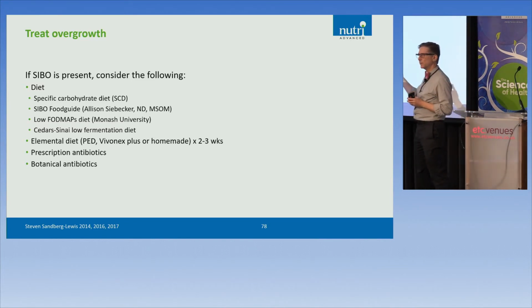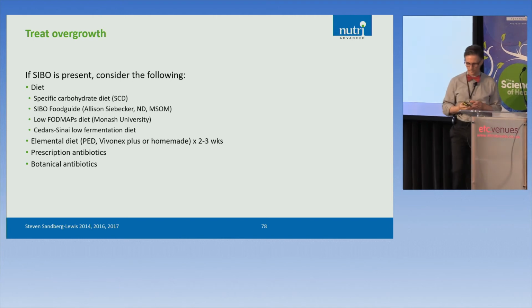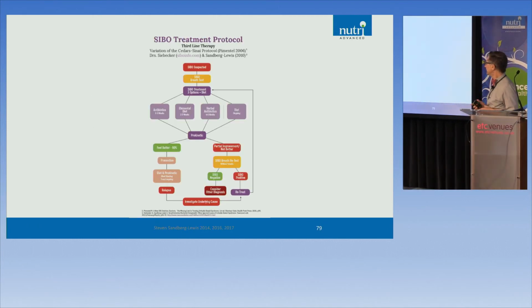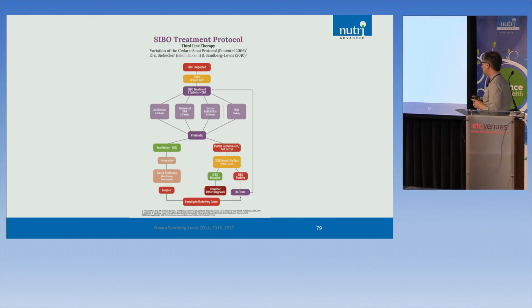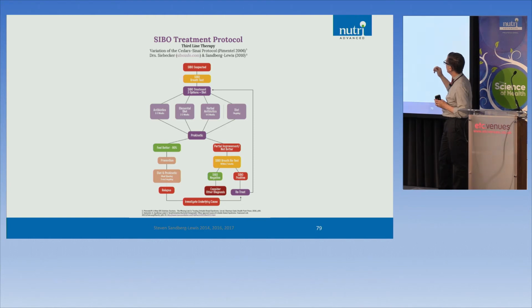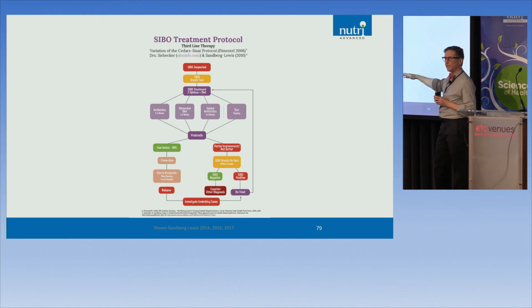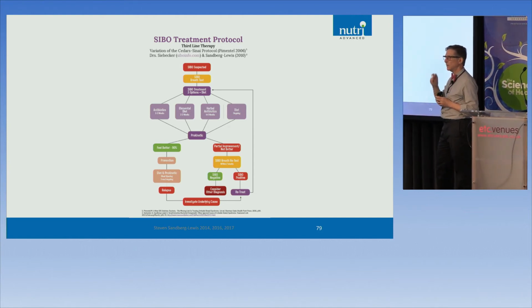And prescription antibiotics are also used, and botanical antibiotics. This is the newer version of our SIBO treatment protocol. It gives the patient, client, and the doctor an idea about the stages of treatment. So you don't just think, oh, take this herb, take this antibiotic, you're done.